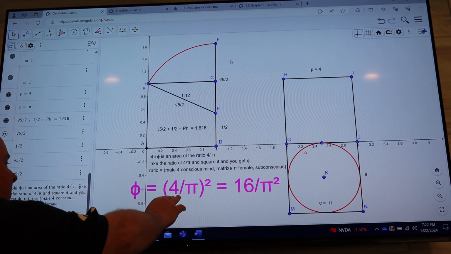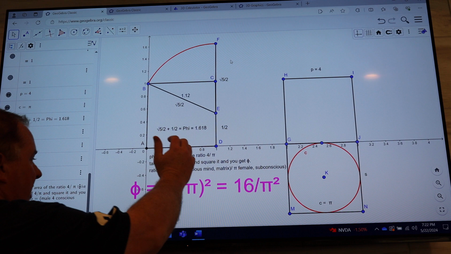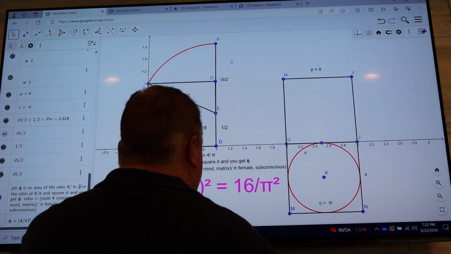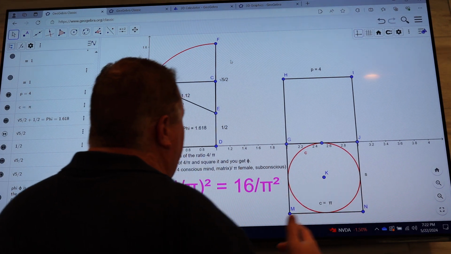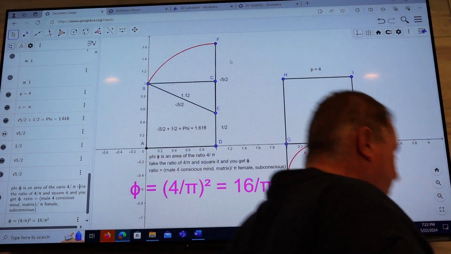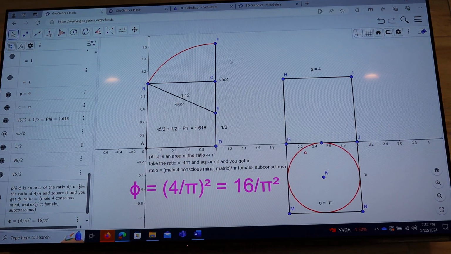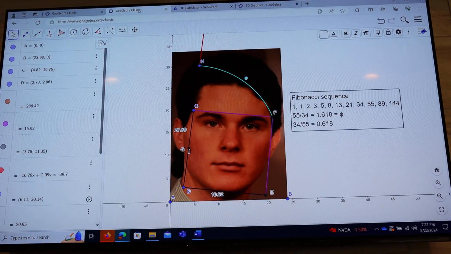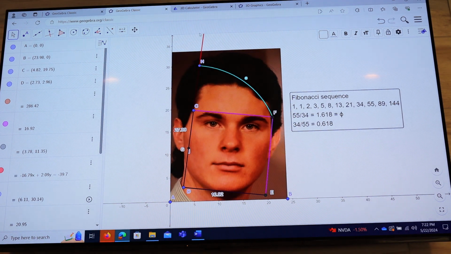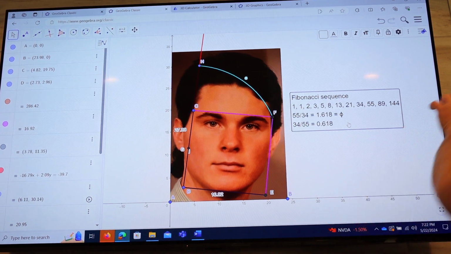So phi is 4 divided by pi squared, which is 16 over pi squared. So that is how it's represented here. And if you look at that, as I showed you before, another thing, if you want to notice, that phi is all over. You'll actually see it all over in the world, everywhere pretty much.